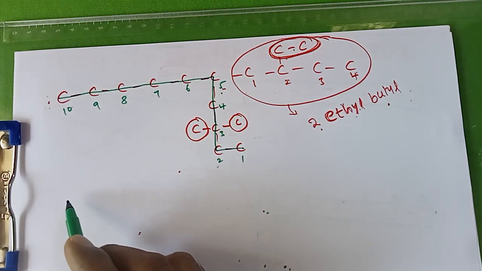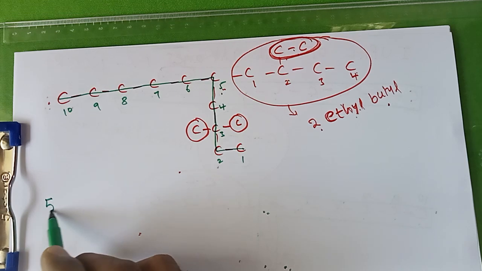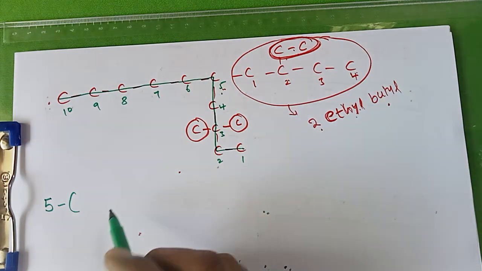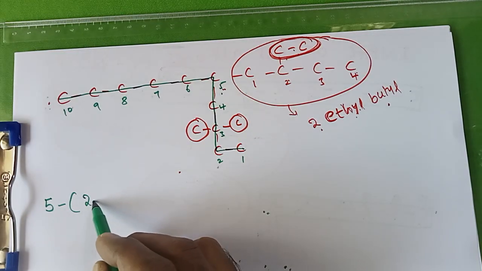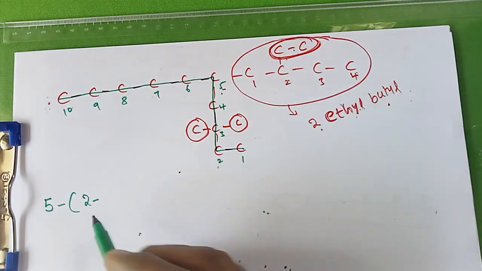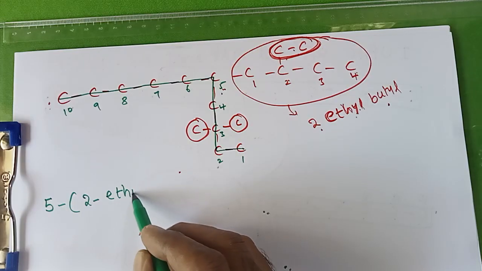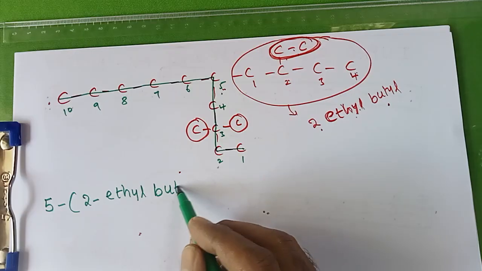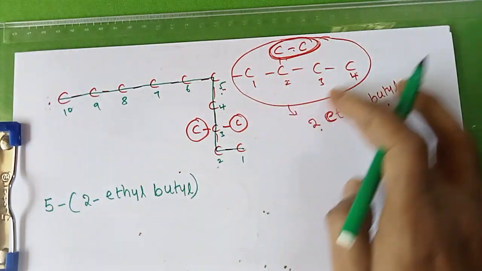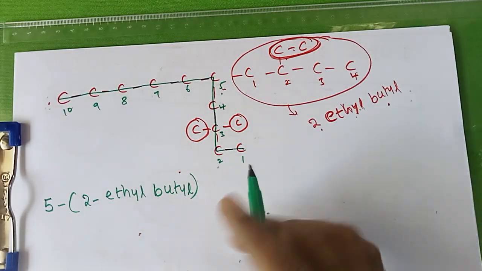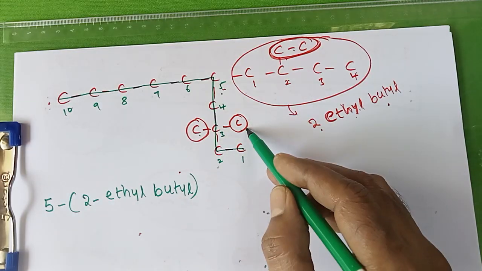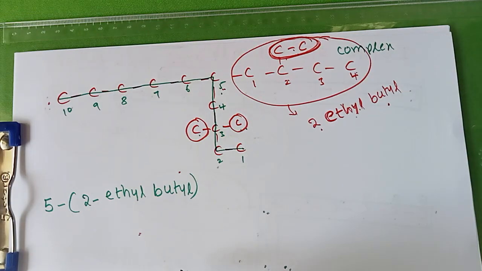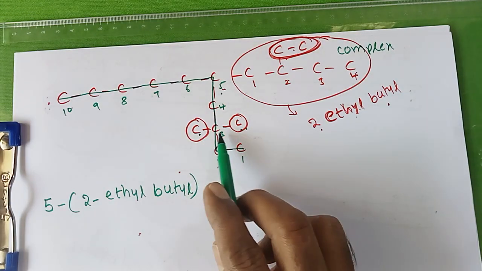So 5, within the bracket, because it is a substituent, a complex substituent. What is the name of this one? At the second carbon, an ethyl group is present, so 2-ethyl. Next, total 4 carbons, butyl. This total name is completed. Next, these are very simple. This one is the complex substituent.